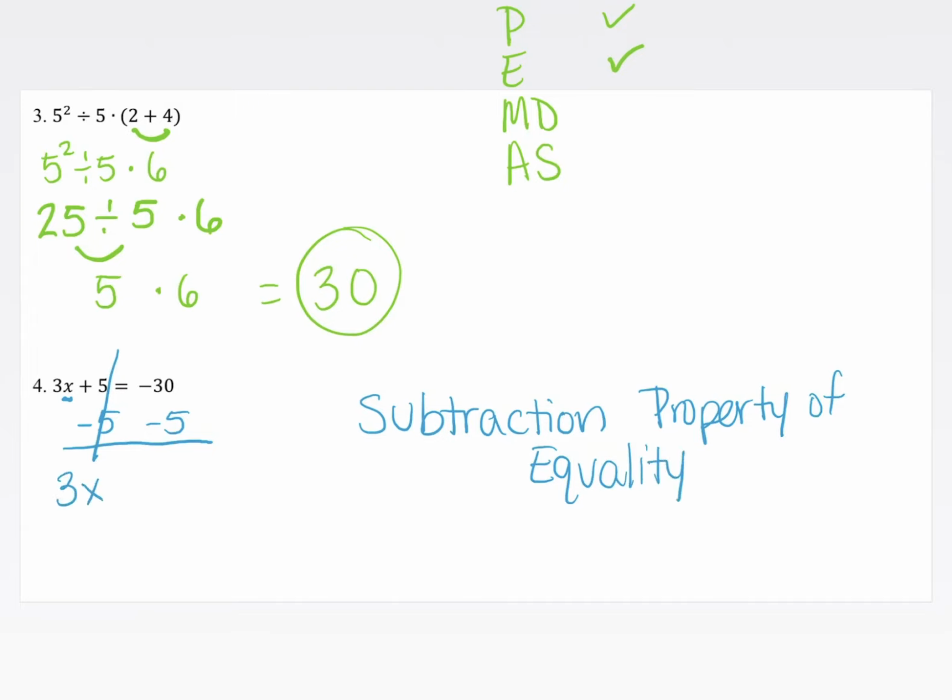So we're left with 3x equals negative 30 minus 5, which gives us negative 35. Now we still want to isolate that variable here, isolate that x. Since this is really 3 times x, the inverse of multiplication is division. So we're going to divide both sides by positive 3. Since we're doing the same on one side as we're doing on the other, this is the division property of equality.